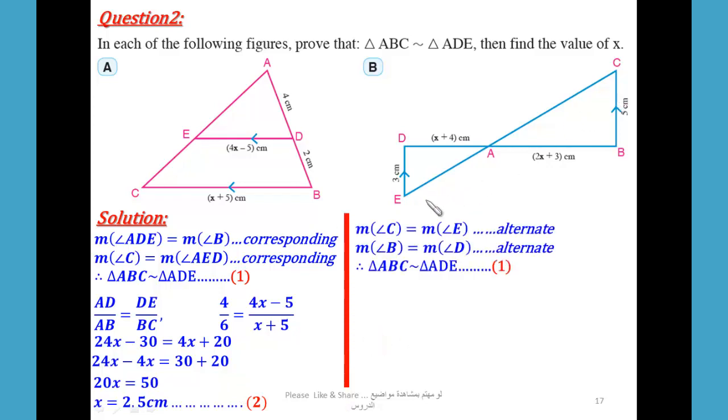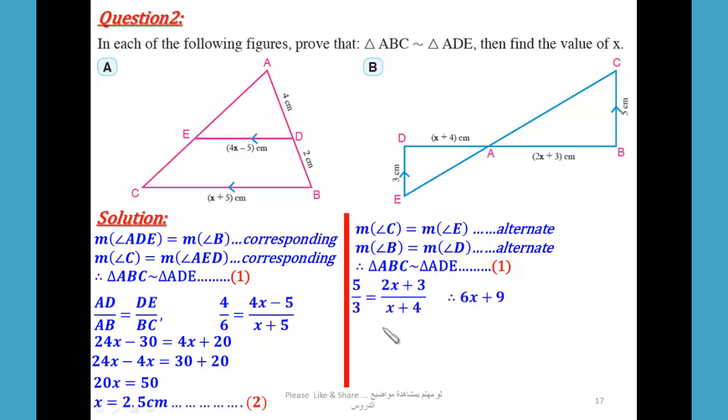Measure of angle C equals the measure of angle E, alternate. And measure of angle B equals the measure of angle D, two alternate angles. Then triangle ABC is similar to triangle ADE. And we deduce that the corresponding sides are proportional. What are the corresponding sides here? You can write it from the similarity. AB over AD equals BC over DE equals AC over AE.